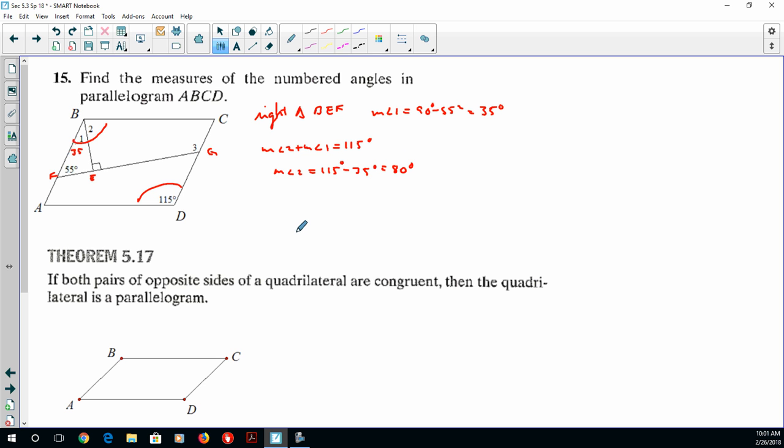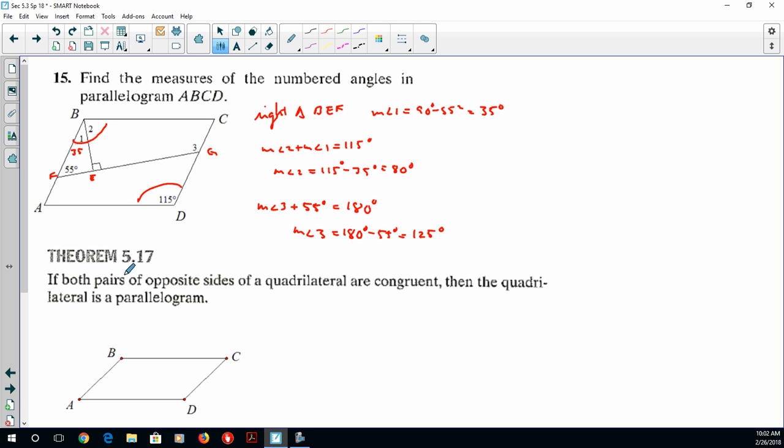corollary. If you have 2 parallel lines cut by a transversal, then interior angles on the same side of the transversal are supplementary. So the measure of angle 3 plus 55 degrees has to be 180 degrees. So the measure of angle 3 is 180 minus 55, so this is 125 degrees. Okay, so 35 for 1, 80 for 2, 125 for 3.